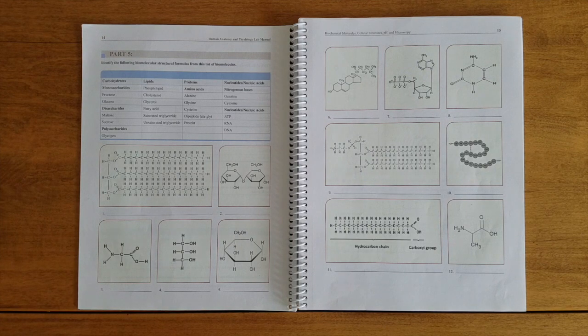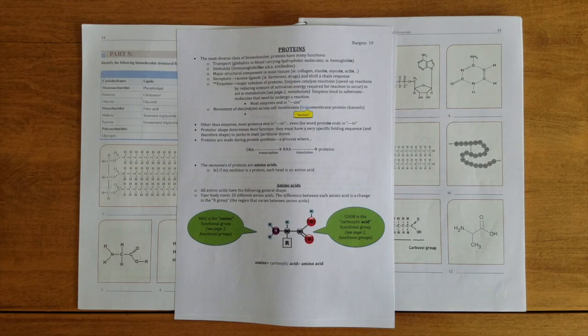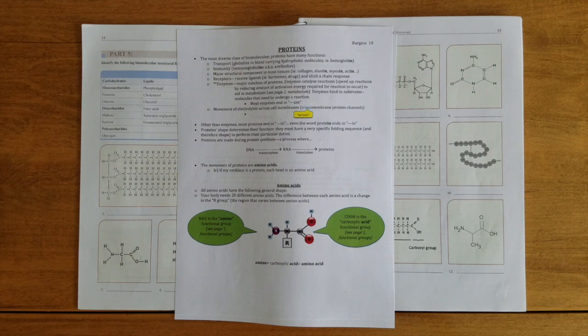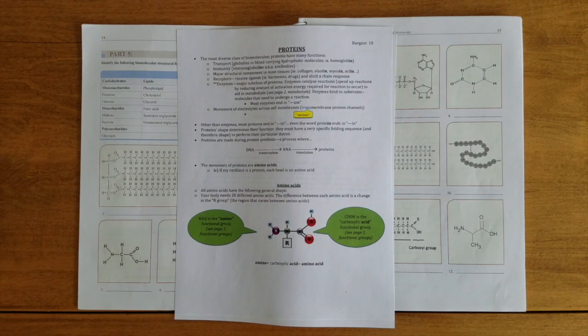So proteins are the most diverse class of biomolecules, and they have many, many functions in the body. They help with transport, they help with immunity, they make up a lot of cell receptors, and a really big subcategory of proteins are enzymes. So get pretty used to seeing enzymes. Enzymes catalyze reactions, which means they speed up reactions. So they are very important in our body.